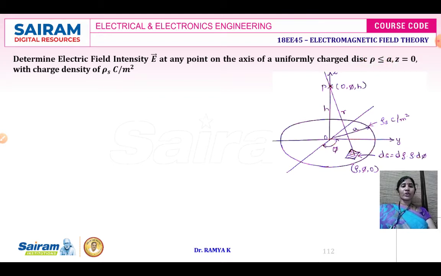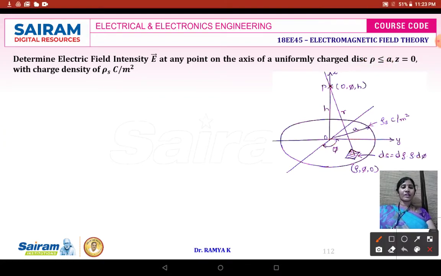So you cannot draw the diagram with a fixed rho axis. Why? Because rho could be less than or equal to a. If you assume less than a, what will be the output? If you assume equal to a, what will be the output? With that statement, you have to start your analysis, and z is equal to 0. You have to determine the electric field intensity at any point on the axis. So this is the axis where you want to identify your electric field intensity.